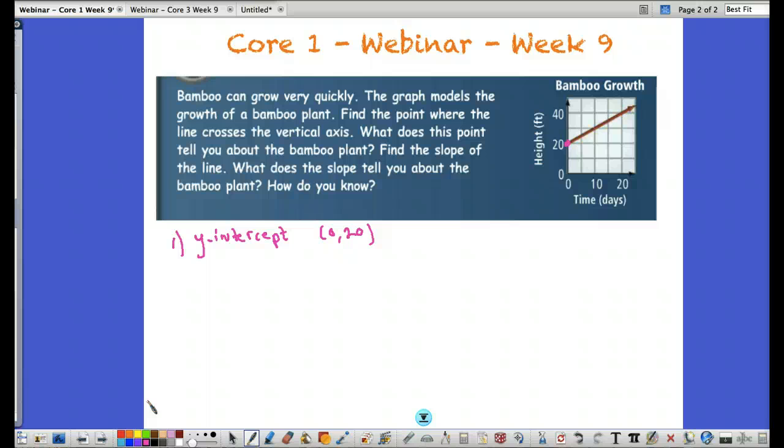So what I want you guys to analyze is what does that mean? What does 0, 20 mean about the bamboo plant? So give it to me in real life. If somebody showed you this chart and this represented, right, there's height and then there's time. What does that point 0, 20 mean? Tell me what it means. Because really, what is the point of doing math, you guys, if we don't know what it means?